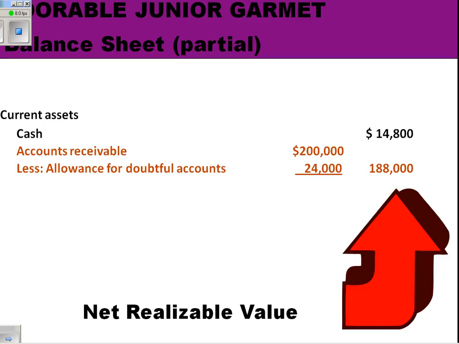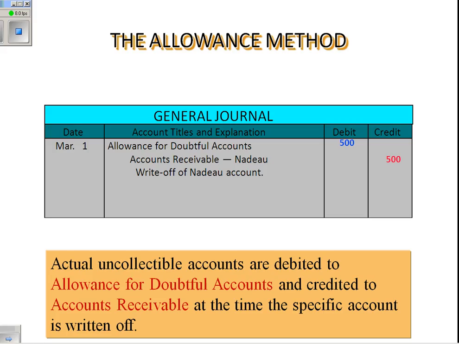The balance sheet presentation is to list accounts receivable less allowance for doubtful accounts, and their net realizable value in this case is $188,000. When it is for sure that these accounts will not be collected, then the journal entry to write off the person's account is to debit allowance for doubtful accounts and credit accounts receivable, to take them off our books and recognize the amount we didn't get from them.